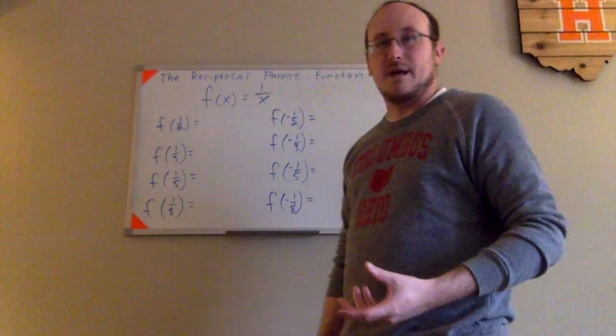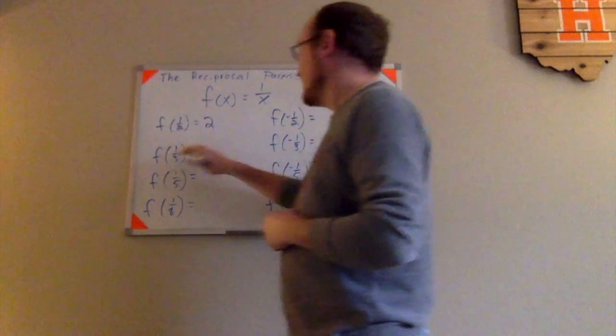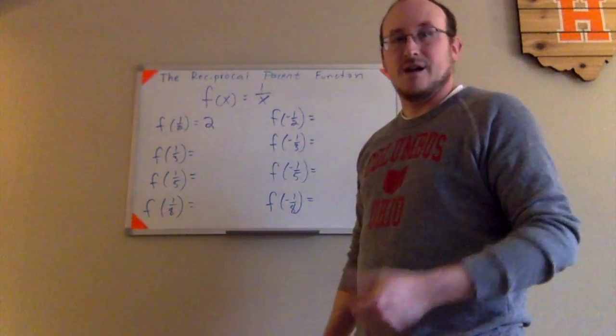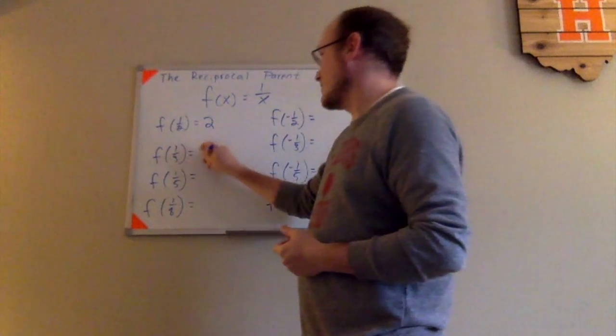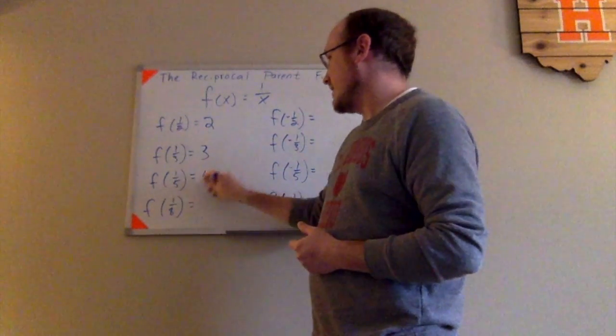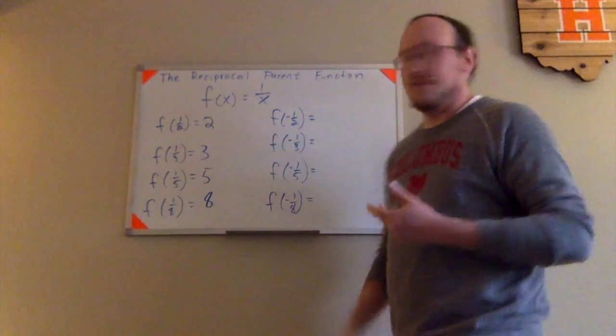The reciprocal of 1/2 would be 2, so 1 times 2 would be 2. Plugging in 1/3, again, dividing by 1/3 is the same thing as multiplying by its reciprocal of 3. 1 times 3 is 3, and so on. That would be 5, and that would be 8. Same thing over here for the negatives.